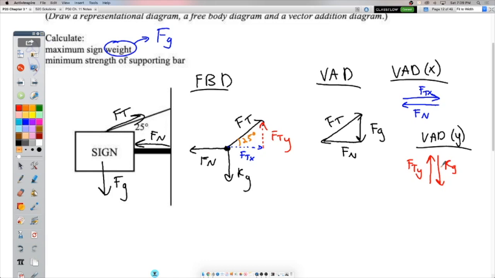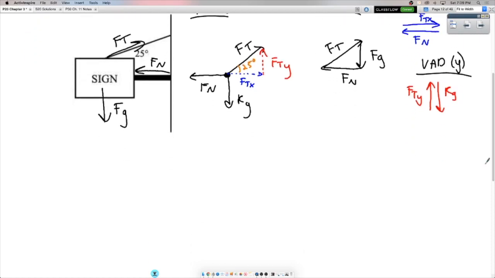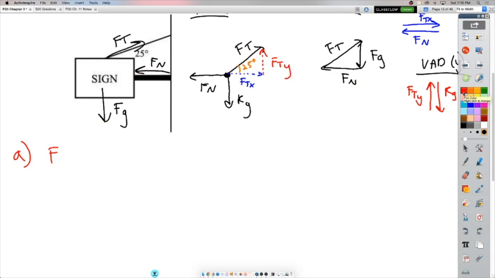All right, let's go on, we'll do them one at a time. We'll start with A, okay? So A was calculating the maximum sign weight. Now, to do that, if we're looking at weight, if we're looking at gravity, we're probably thinking the y-axis is what we're interested in, right? Or at least eventually that's what we'll be interested in. So let's start there and see how it goes. So for A, we'll start by analyzing the y-axis. Okay, so A, what do we know about the net force in the y-axis?